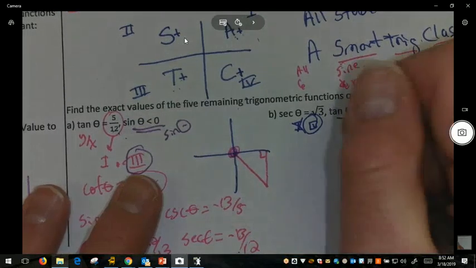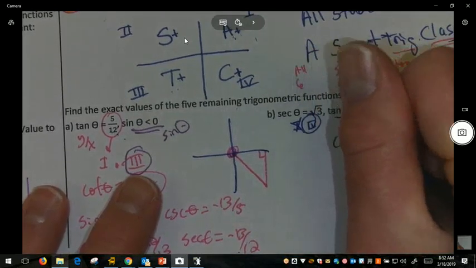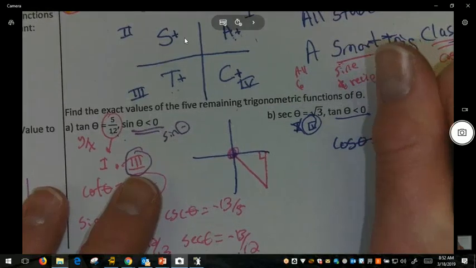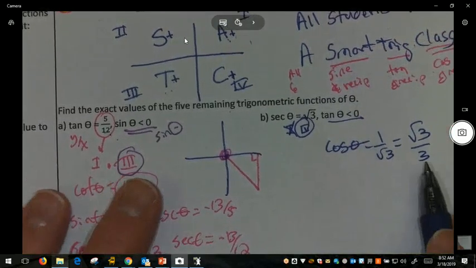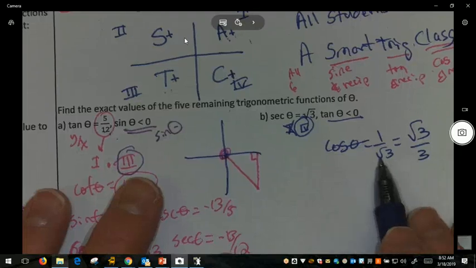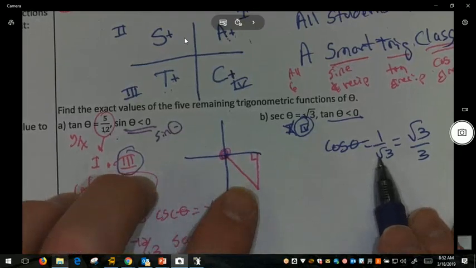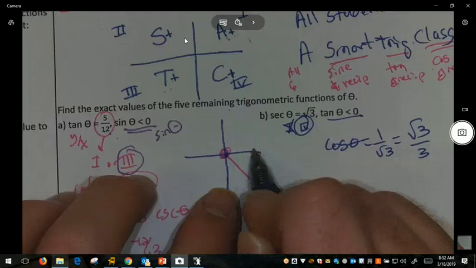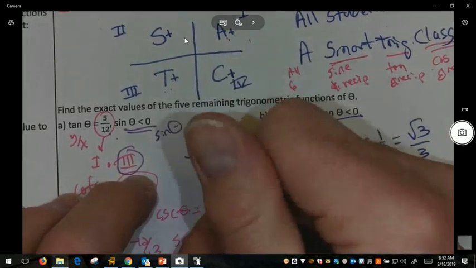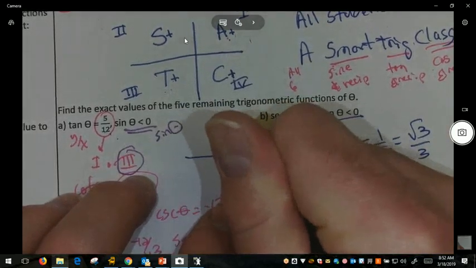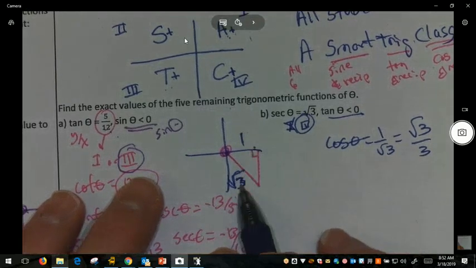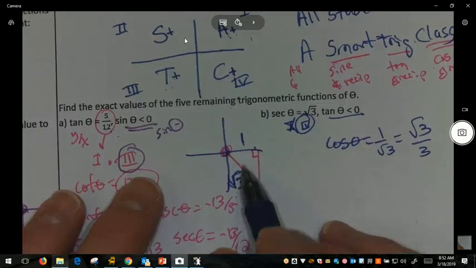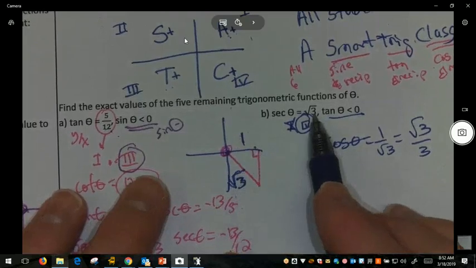Secant, I don't like secant, so we're going to find cosine first. Cosine is the reciprocal of secant, so 1 over square root of 3, which when rationalized is square root of 3 over 3. But it did start as 1 over square root of 3. So I have to remind myself that cosine is adjacent, 1, hypotenuse, square root of 3. So this is what I have, 1 over square root of 3. Secant would then be square root of 3 over 1, which is what we have.